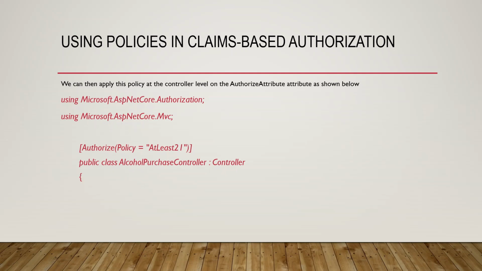Let's say this is the AlcoholPurchase controller. I think this suggests everything to you: the minimum age for alcohol purchase in, suppose, any country ABC could be 21 years. So this Authorize attribute with a Policy property of AtLeast21 will enforce that the minimum age requirement of 21 is met.